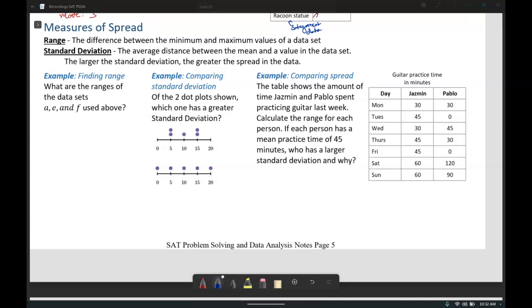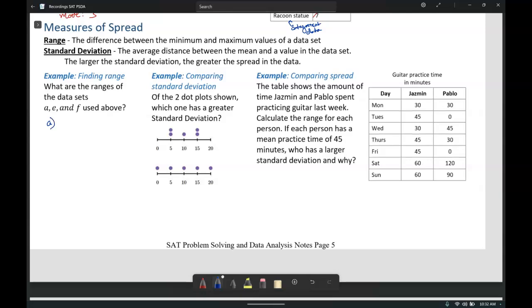The larger the standard deviation, the more spread out the data is. The smaller the standard deviation, the closer together the data values are clumped together. So let's look at range. Let's take a look at examples A, E, and F from above, and we want to find the range of each of those data sets.